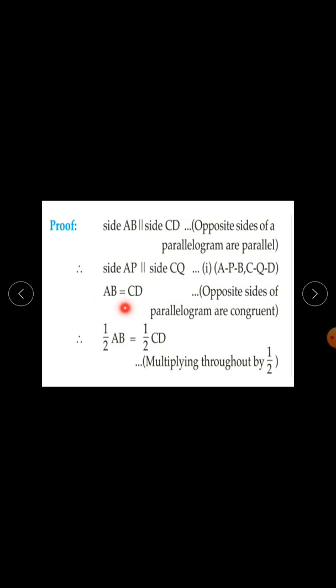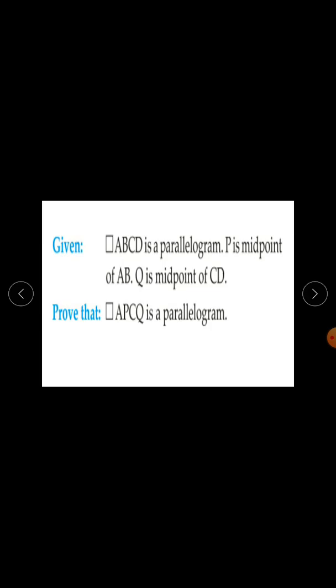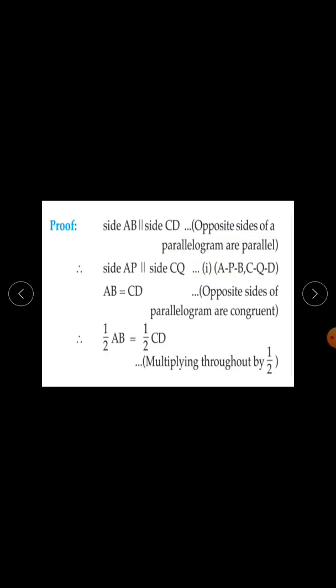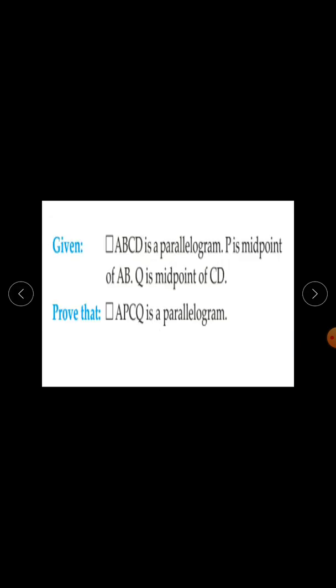Next, AB is equal to CD because opposite sides of a parallelogram are congruent. So now multiply half to both sides. AB is equal to CD, so half of AB is equal to half of CD, multiplying throughout by half.